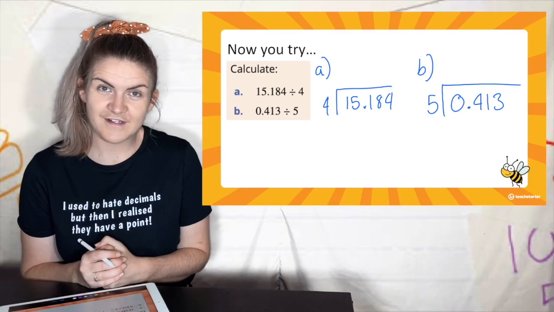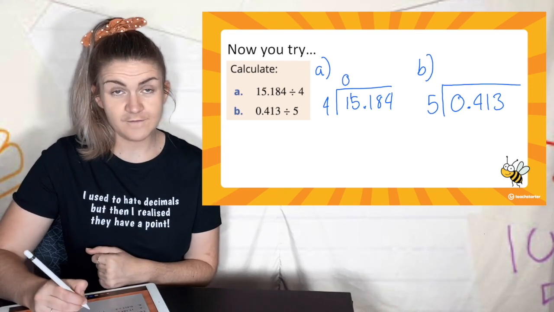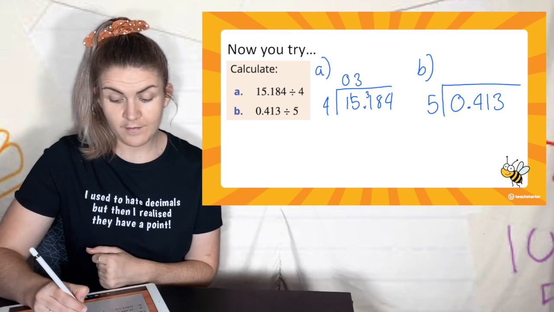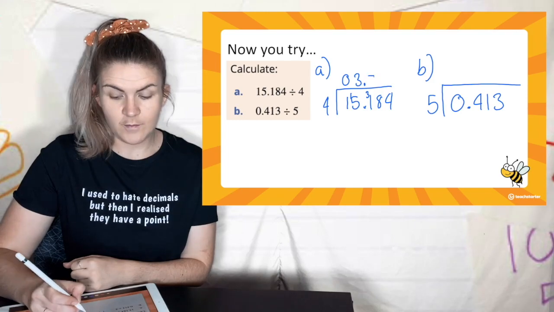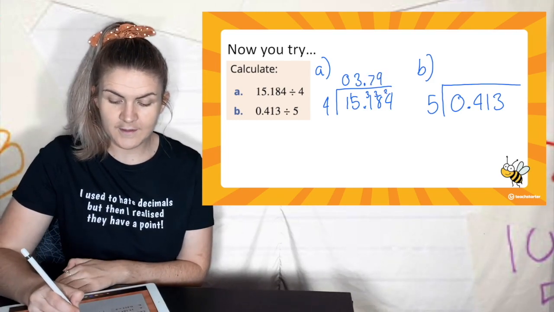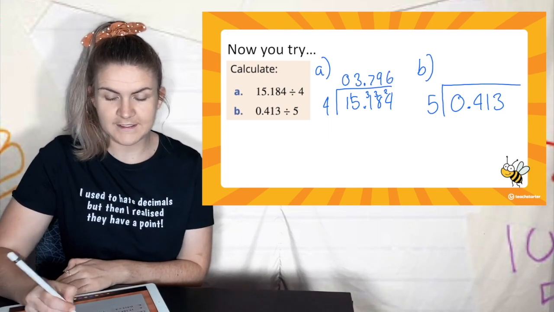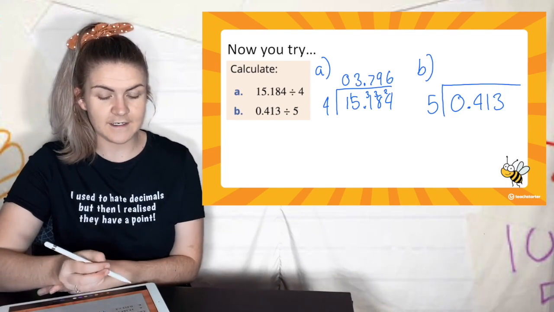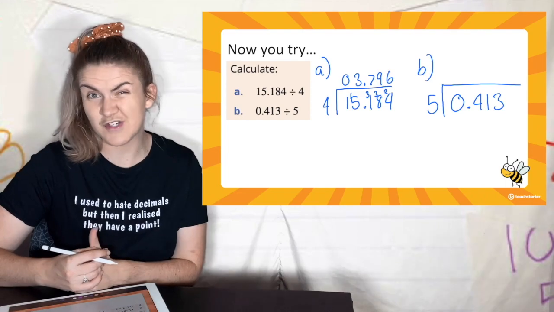Let's quickly check your answers. 4 into 1 goes 0, 1 remainder. 4 into 15 goes 3 with 3 remainder. I've hit a decimal point, so I put a point. 4 into 31 goes 7 with 3 remainder. 4 into 38 goes 9 with 2 remainder. And 4 into 24 goes 6 times. 15 is close to 16, and 16 divided by 4 is 4. And so my answer is 3.7, which is almost 4.